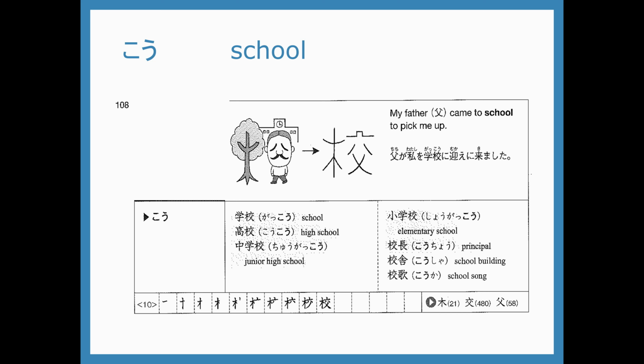So the ko in gakko, the ko in koko, and the ko in chugakko, shogakko. Also the ko of kocho.